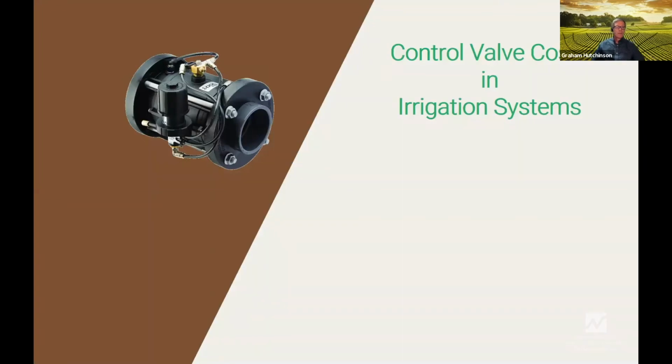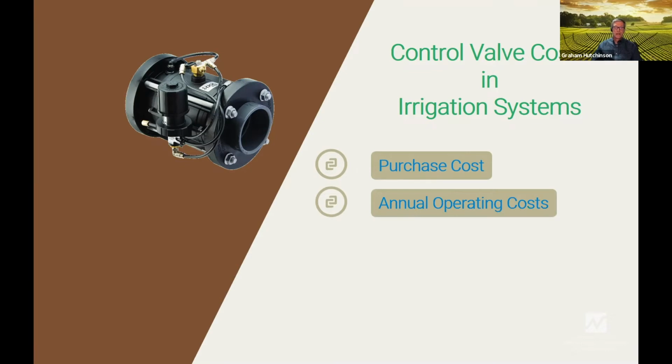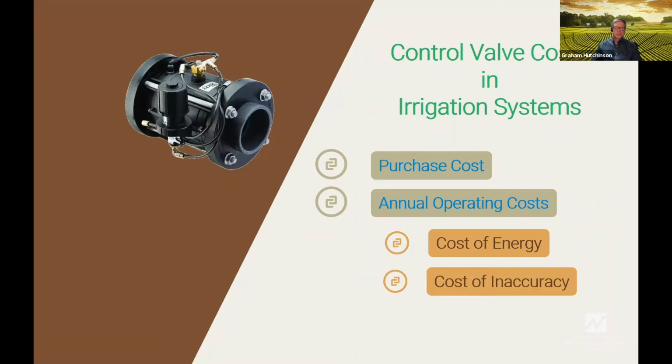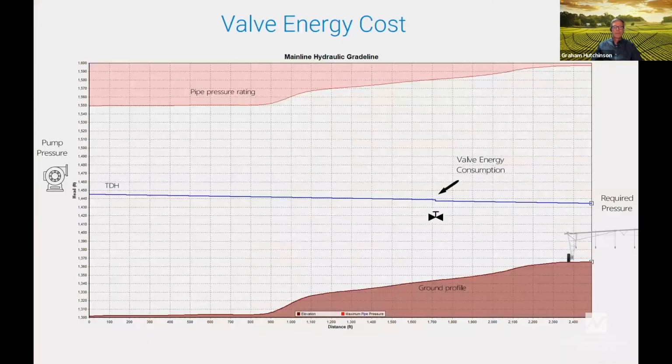So valves have costs in irrigation systems, and those costs can be obviously the direct purchase cost. There are annual operating costs with valves, and we'll go into those. Those operating costs can be the cost of energy, the cost of inaccuracy, which affects uniformity, and the cost of maintenance. So these are some of the things that we'll talk about today.